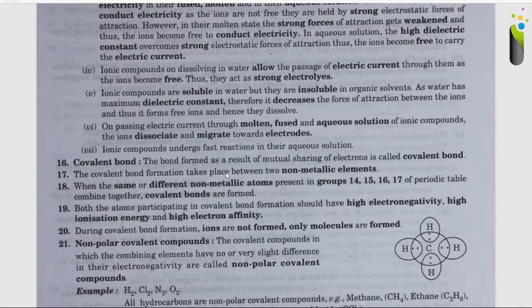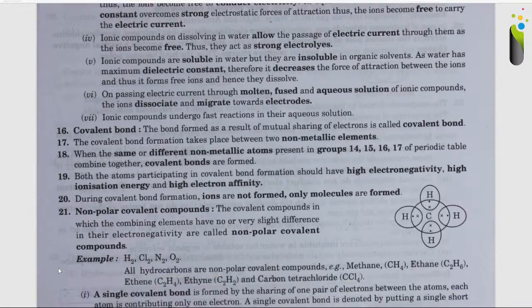The covalent bond formation takes place between two non-metallic elements. When the same or different non-metallic atoms present in groups 14, 15, 16, 17 of the periodic table combine together, covalent bonds are formed. Both the atoms participating in covalent bond formation should have high electronegativity, high ionization energy, and high electron affinity. During covalent bond formation, ions are not formed, only molecules are formed.